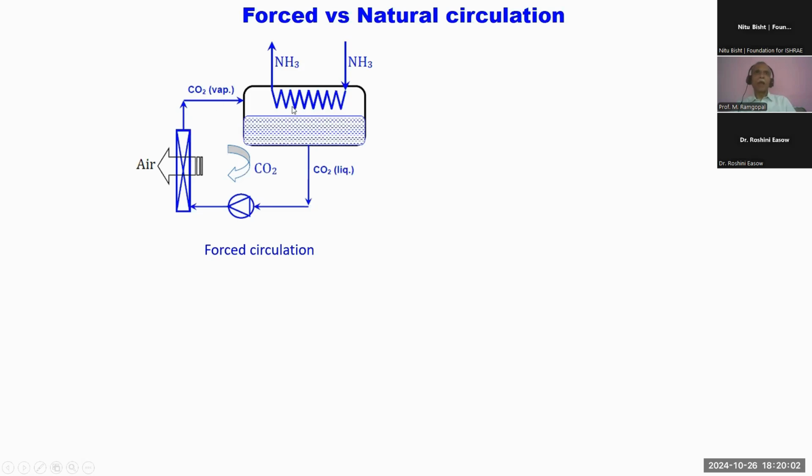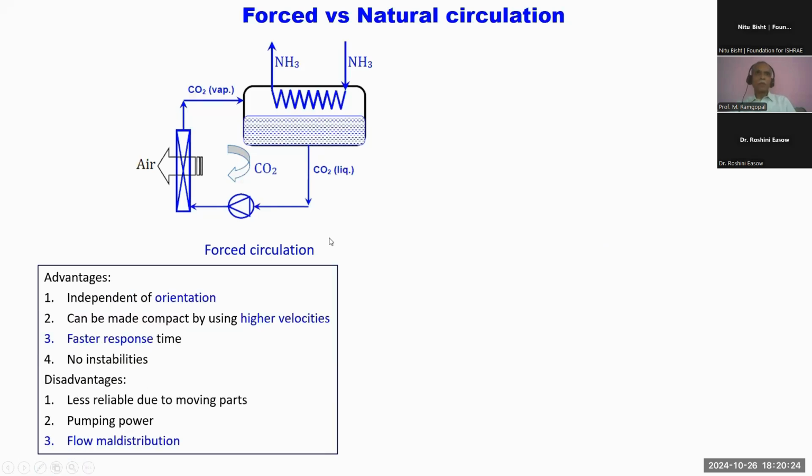So the vapor goes back to the cascade condenser, where again it rejects heat to the ammonia, and it becomes a liquid, and the loop continues. So this kind of system can be used in cold storages and supermarkets, where the ammonia doesn't come into the conditioned space. In the conditioned space, we have to keep the air cooler through which the carbon dioxide only flows.